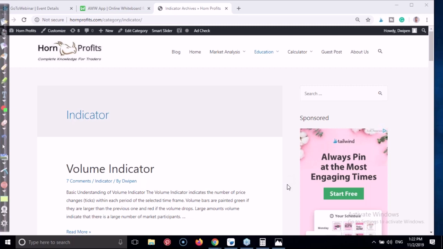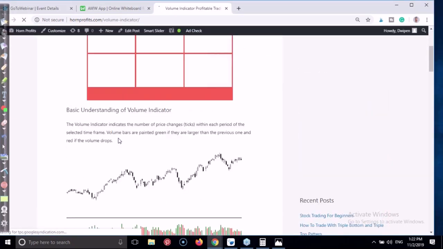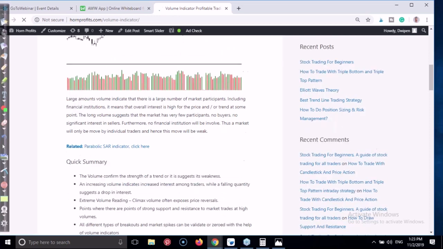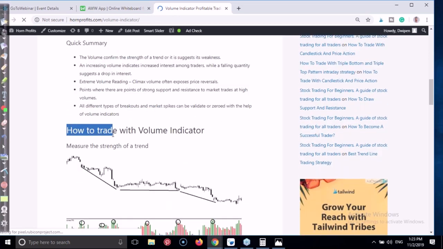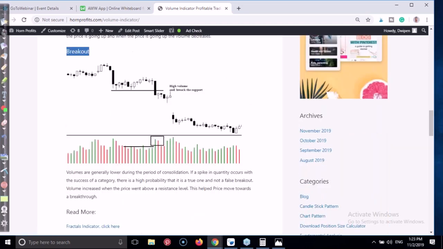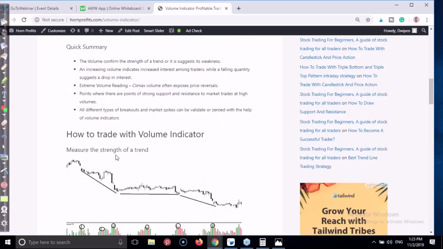My website name is hornprofit.com. You just read there, because everything I'm giving, I'm not writing a very long or lengthy process. I'm writing very smoothly and very uniquely. So I'm writing a quick summary of how to trade, and breakouts like that. Very simply I'm writing for your better understanding.